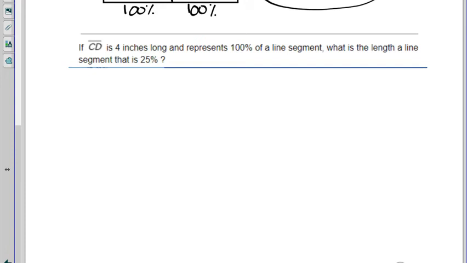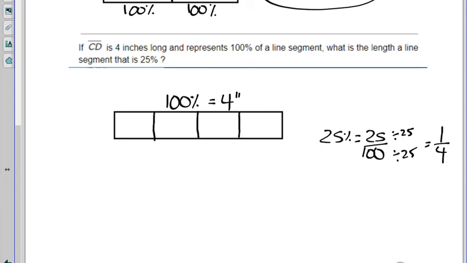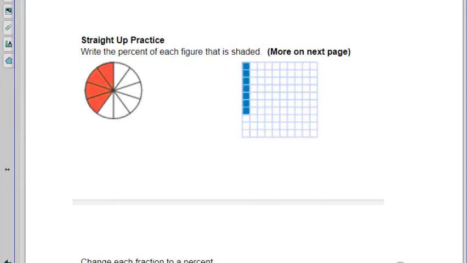All right, last problem in section 3. If CD is 4 inches long and that's 100% of a line segment, what's the length of a segment that is 25%? Well, 25% is 25 per 100. And if I divide top and bottom by 25, I get 1/4. So that means I'm taking this and breaking it into 4 equal parts, each of which are 25%, and I want to find out what one of them is. So give that a try. We'll talk about it in class.